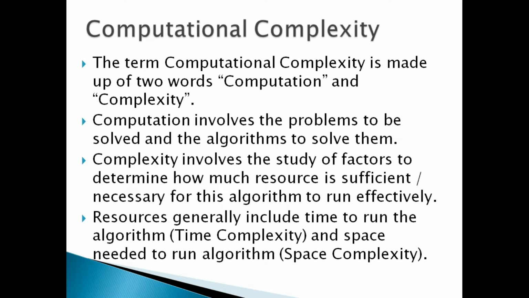Now the next term is complexity. It involves the study of the factors to determine how much resource is required for that algorithm to run effectively. So the resources that are required to run that algorithm are covered inside complexity. Resources generally include the time to run the algorithm, that is called time complexity or temporal complexity, and the space it requires to run, that is called space complexity. So for a particular algorithm we will be focusing on time complexity and space complexity. I think you are understanding it. It is a completely theoretical chapter.